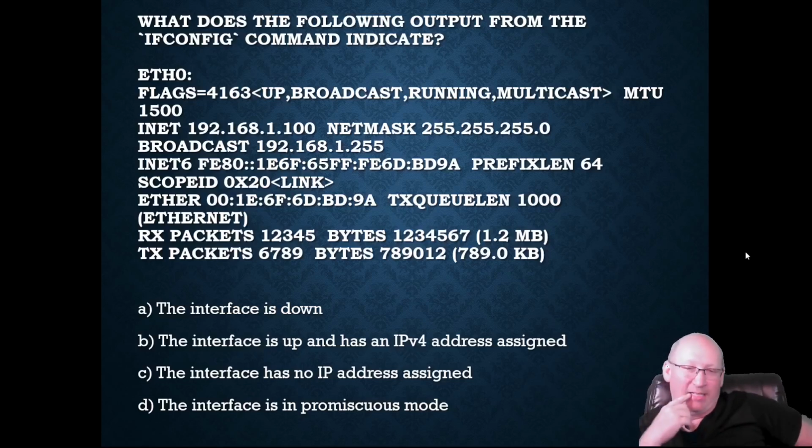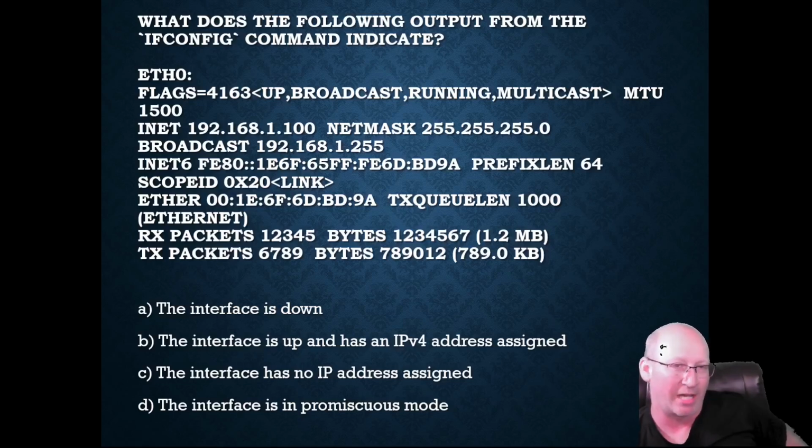So let's dissect this one. The interface is down. Well, it's not down. We know it's not down because right here at the very top, our flag says up. So our system is up, our network card is up, and our interface is up. We can see that here. So eth0, which is our Ethernet connection 0, is actively up. It's working. It's not down.